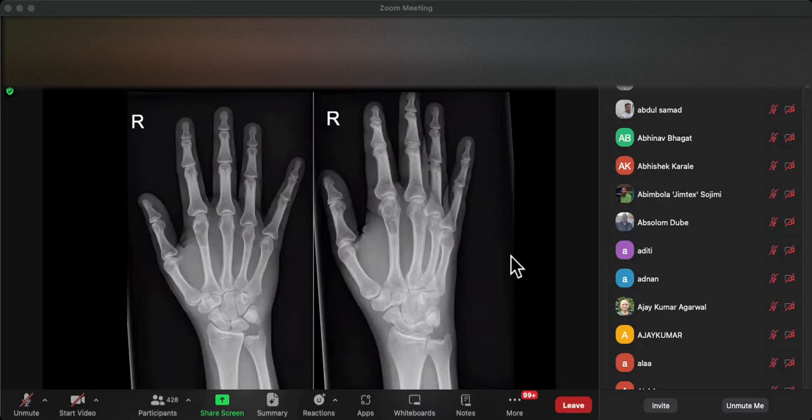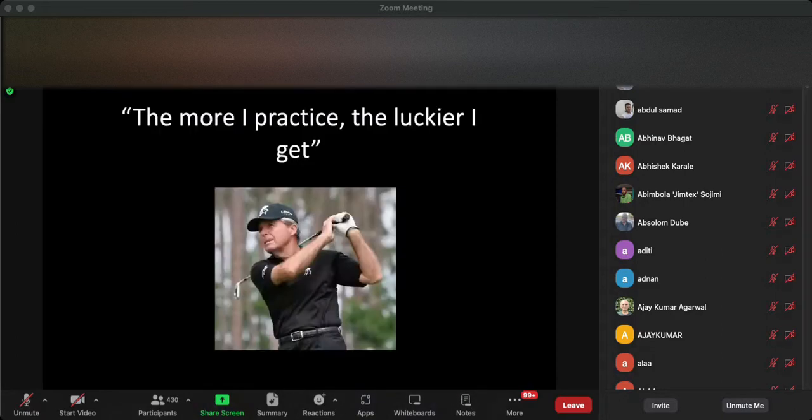Okay. This patient has fallen on the outstretched hand. Enchondroma. What about the scaphoid fracture? Yeah, so we've got an enchondroma and a scaphoid fracture. So this is where you've got two pathologies on the same film. You all know that, don't you? The more I practice, the luckier I get.